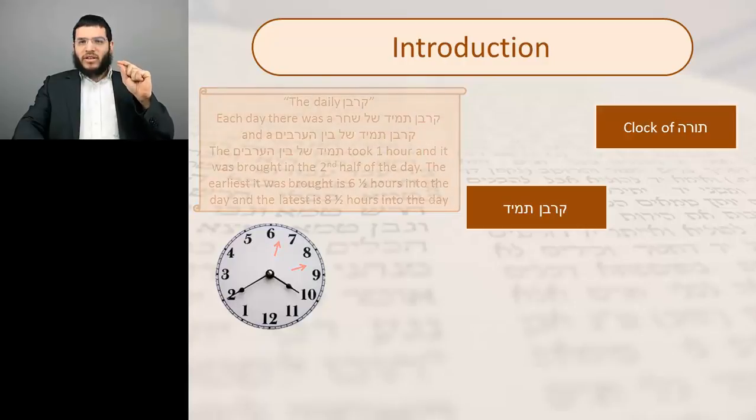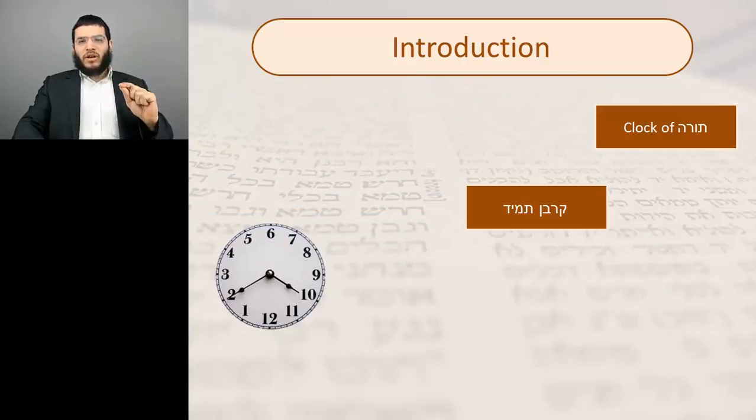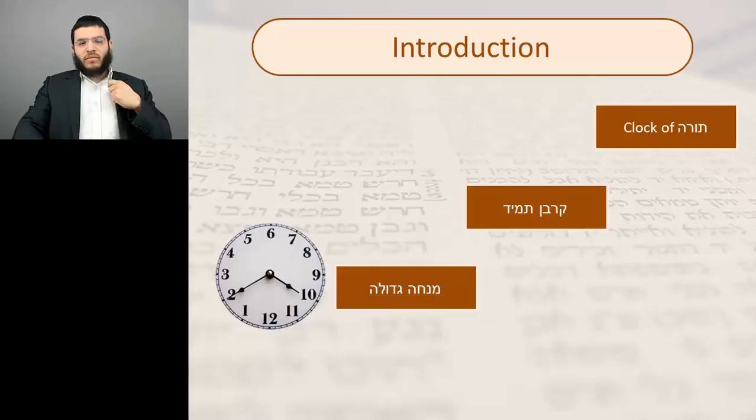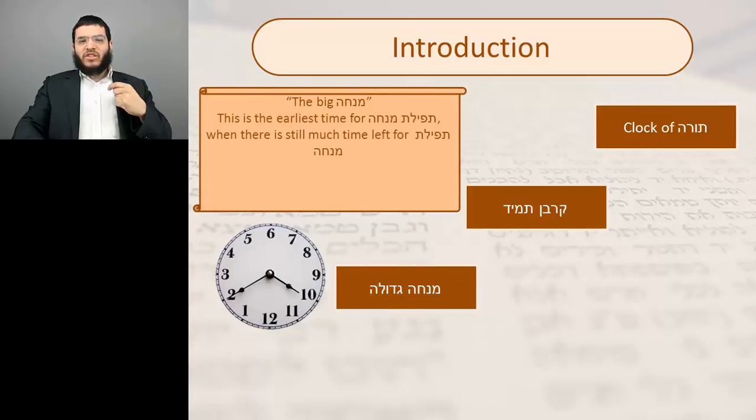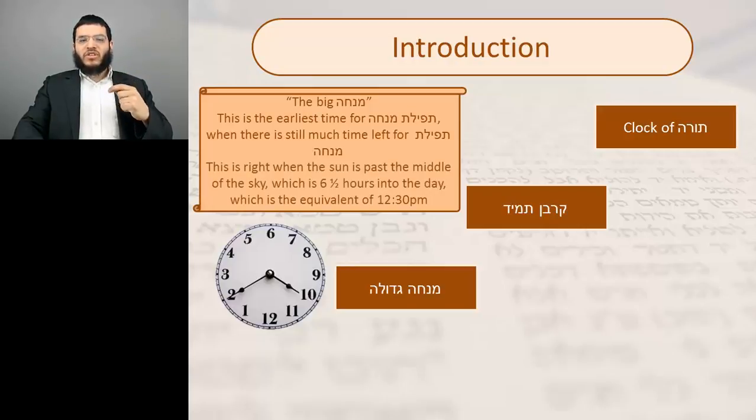And now we'll move on to what's related directly to our Gemara, which is about mincha gedola and mincha ketana, and we'll begin with mincha gedola. So mincha gedola is the big mincha. This is the earliest time for Tfilas Mincha, when there is still much time left for Tfilas Mincha. Like we said by the korban tamid shel bein arbaim, it begins when the sun is past the middle of the sky, which is 6.5 hours into the day, which is the equivalent of 12:30 p.m. if the day was exactly divided, so that it starts at 6 in the morning and ends at 6 in the evening. So the earliest time for Tfilas Mincha, which is Mincha Gedola, is 6.5 hours into the day.